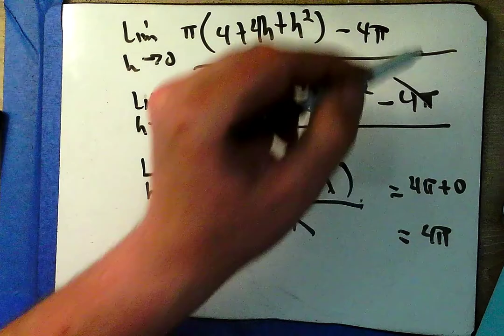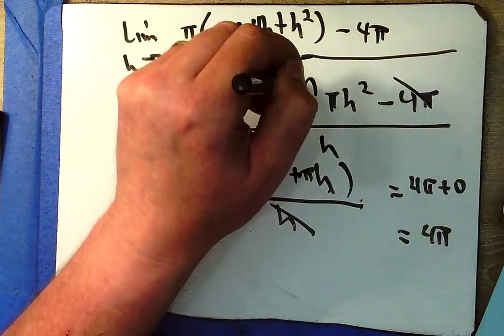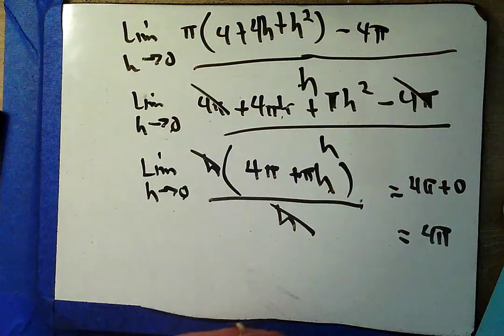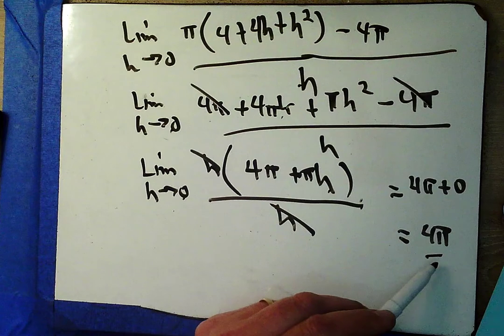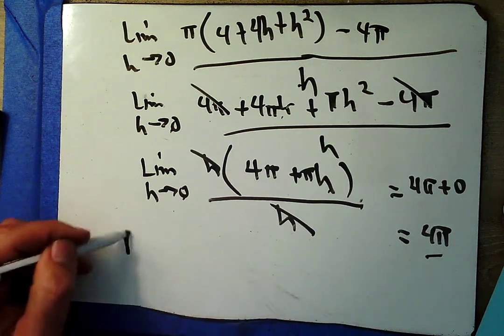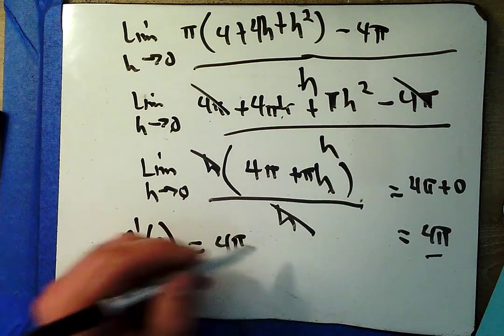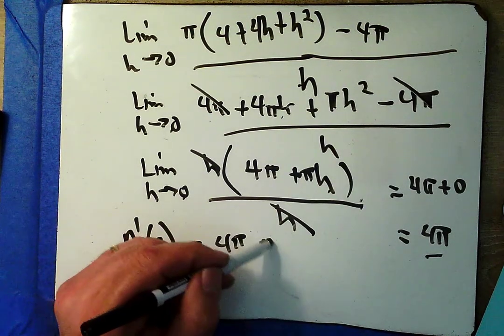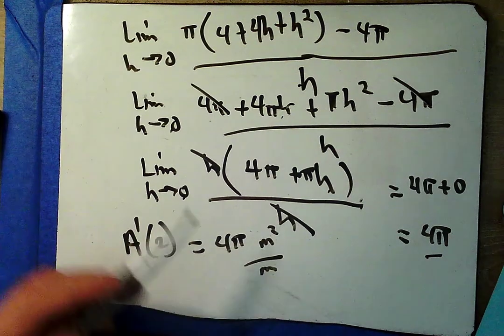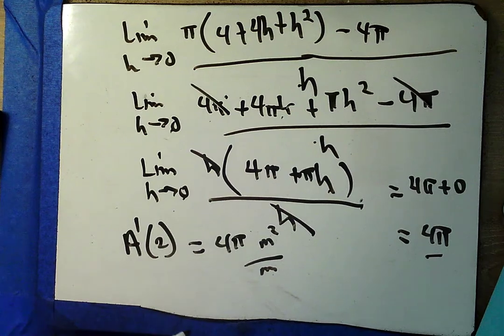And if my units are, these are areas, and these are radii. So my rate of change, that's the instantaneous rate of change when radius is 2. So a prime of 2 equals 4 pi, and I want to say meters squared per meter, because these are areas and this is radius. All right, that's a lot of stuff.